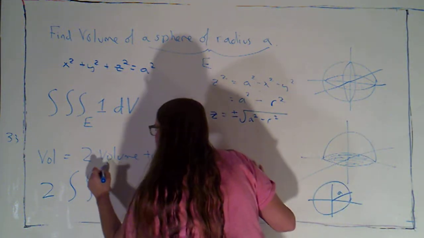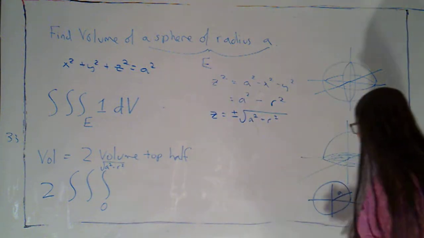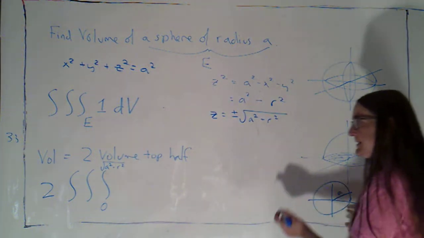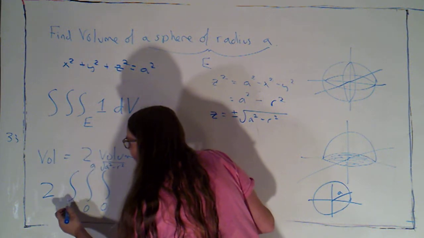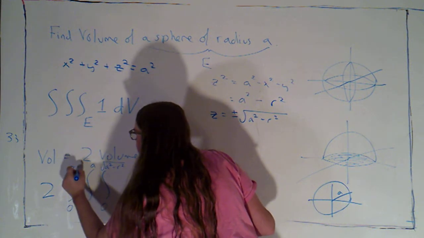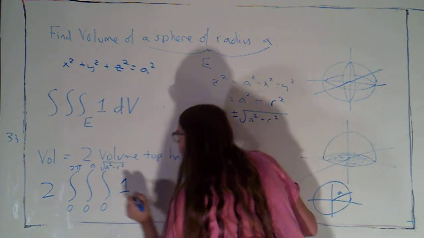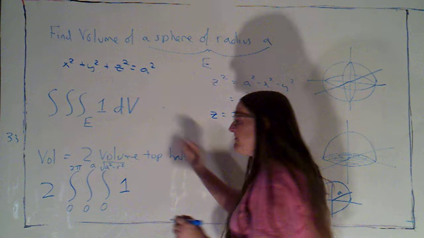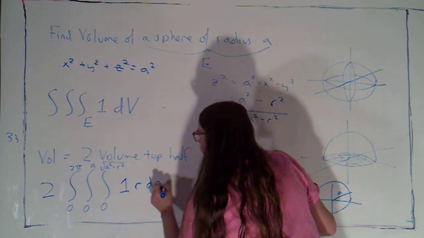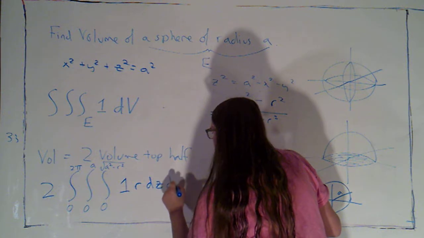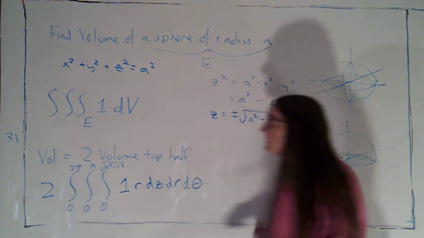So I'm going from 0 to root a squared minus r squared. And then we're integrating over this disk. So r goes from 0 to a, and theta goes from 0 to 2 pi. We were integrating 1, but remember dV becomes r dz dr d theta. And then these were my z limits, these were my r limits, and these were my theta limits.